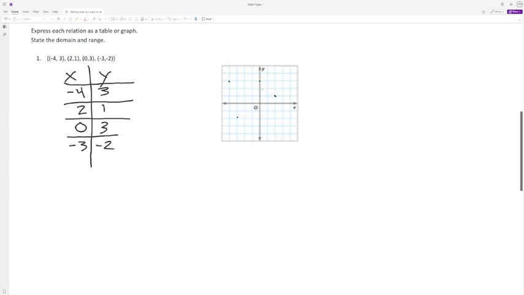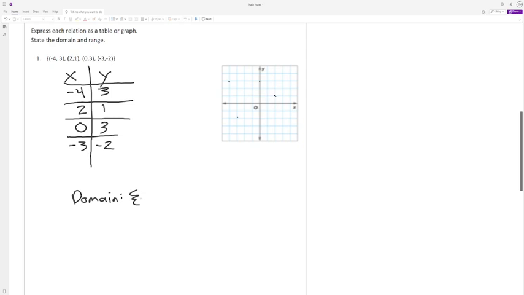There's our 4 points. So we've plotted these 4 points on this graph. We made the table. Now I want to state the domain and the range. So let's go ahead and write domain. And the domain consists of the x values. So the x values in this case, we're going to look at each ordered pair, and we're going to look at the x value. And the x values are -4, 2, 0, and -3. And we already wrote these in the x column in our table. So we can just rewrite these as our domain.